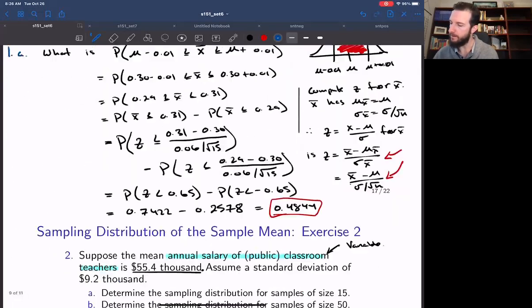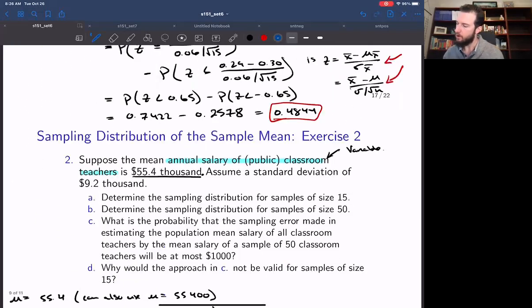Okay, part C says, what is the probability that the sampling error made in estimating the population mean salary of all classroom teachers by the mean salary of a sample of 50 classroom teachers will be at most $1,000?